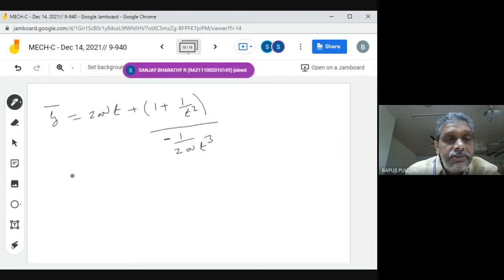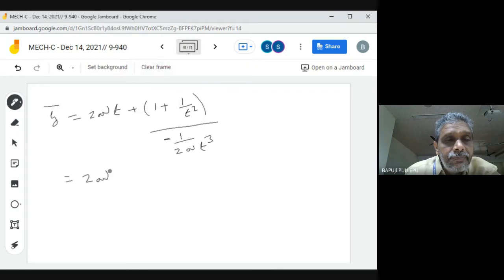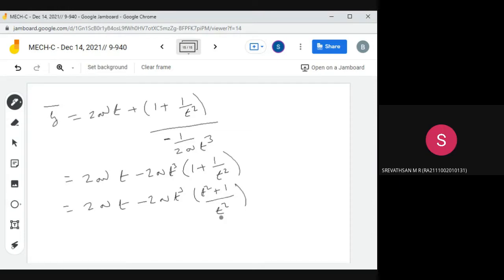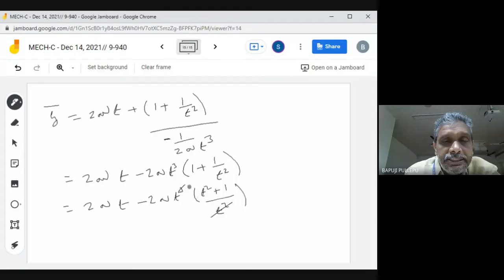Then what you will do, this also you can take. Simplify, what you will get? 2at minus 2at cube into 1 plus 1 by t square. Agree, sir? This t square also take LCM. What you will get? 2at into t square plus 1, over 2at cube. LCM, if you take, means t square plus 1 divided by t square, correct? T square cancel. Then canceling this whole t square. Right, now what is the balance? Minus 2at into this fellow, correct?